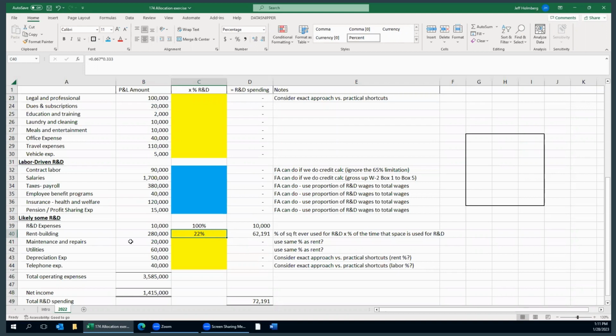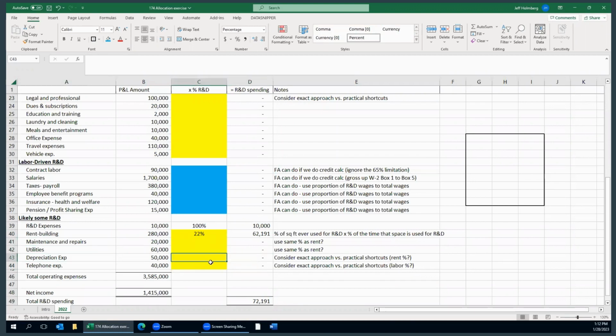And similarly, we might want to use that same number as a driver for things like utilities, since there's no real way to look at a list of kilowatt hours and decide which ones went where. And same with the telephone. I used that example earlier. Rent square footage may not be the best shortcut for the telephone, but it can be considered at least. Maintenance and repairs, same deal.